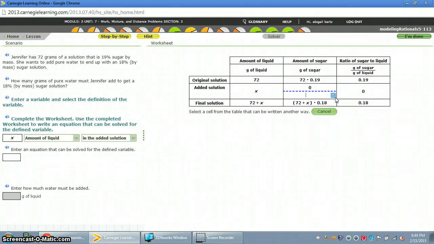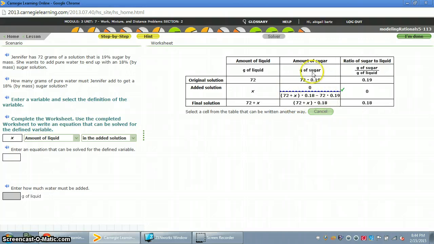So your original solution, if you think you added, technically it's your final solution, 72 plus x times 0.18, and it has to be minus what you started with, times 0.19. So you could set it up here, and then you could solve. You could probably already still set it up down here. So it says enter the equation that can be solved. So I have 72 plus x times 0.18 minus 72 times 0.19 equals 0. And now they want you to solve it.